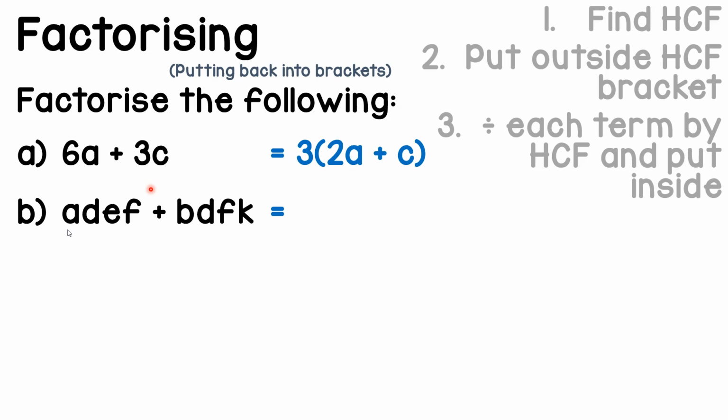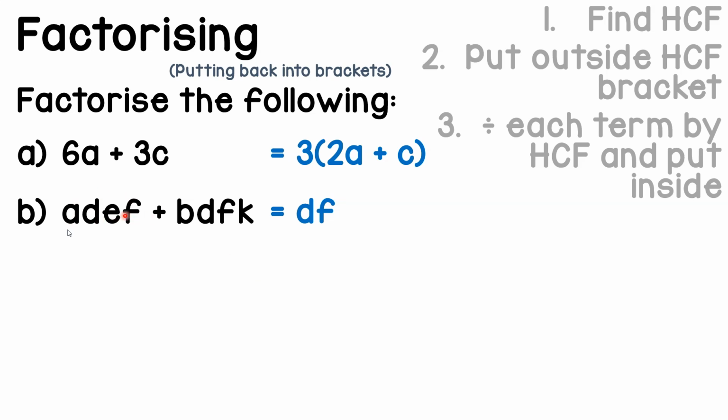Next one's a bit interesting. We've got no numbers in here, so we need to see if there are any letters in common. Whenever we're factorising, we also need to be looking for letters that are in common. It doesn't have A in common, but it does have D in common, doesn't have E, but it does have F. So D and F are in common between both of these terms. Let's put D and F outside our bracket. Also note that these are all in alphabetical order. When we're writing algebra, remember things have to be in alphabetical order. So put DF outside our bracket.